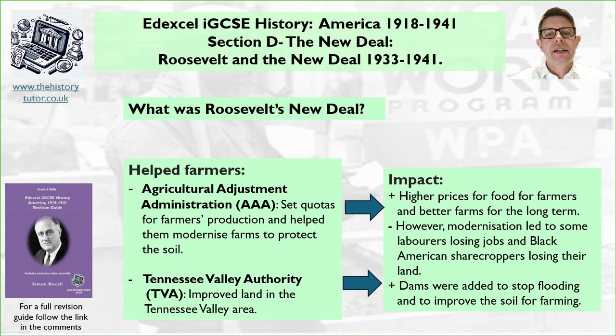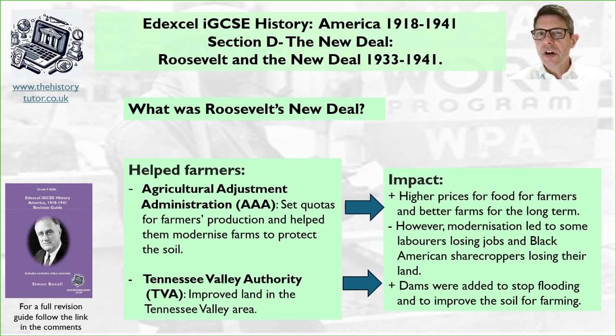So farmers then, they had help from the Agricultural Adjustment Administration, the AAA. This set quotas for farmers' production and helped them modernise their farm and also protect their soil. So by setting quotas for production, it meant that prices were kept high. There wasn't an overproduction reducing prices. Farmers could get well paid. Also, they'd be able to look after their farms for the long term. They'd have better equipment, better soil.